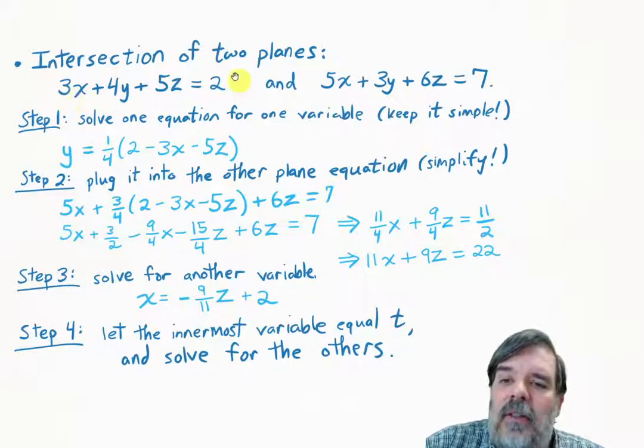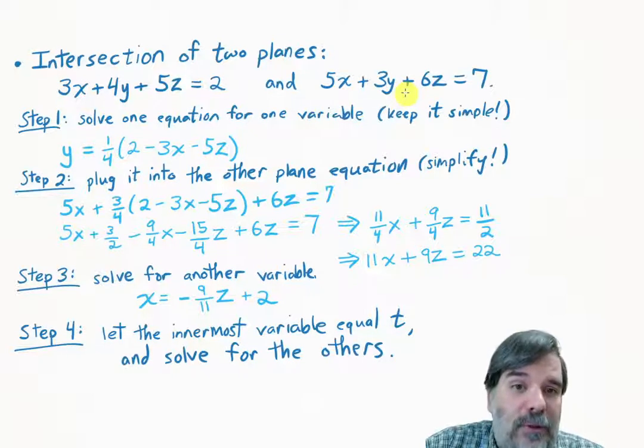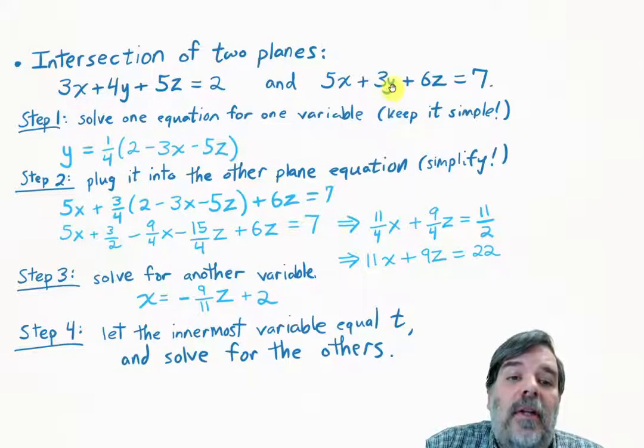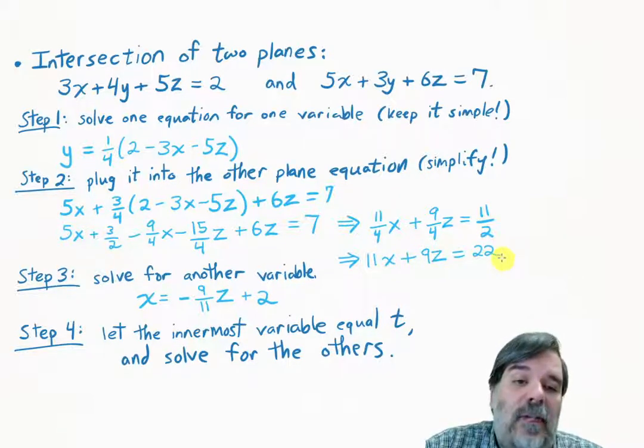So in this case, I took the first equation and I solved that for y. I like working with quarters. So y is equal to this expression here. Next, with this equation you just found, plug it into the other plane equation and simplify as much as you can. And so in this case, since y is equal to this expression, I'll plug it in for y in this equation. I won't bore you by reading this out, but once you expand and simplify, you'll notice that the variable you substituted in for should be eliminated, and here we're left with 11x plus 9z equals 22.